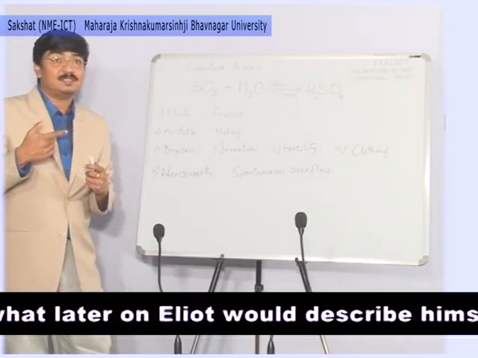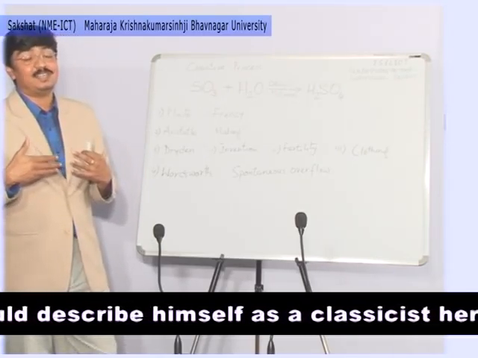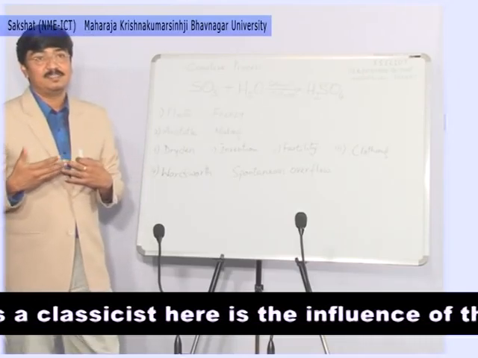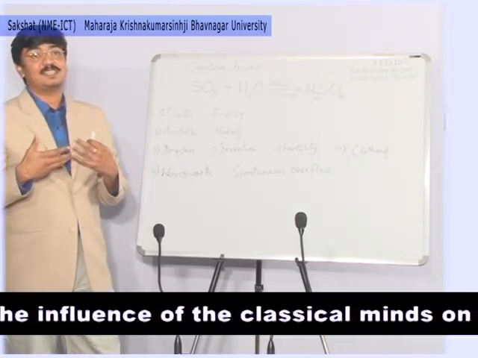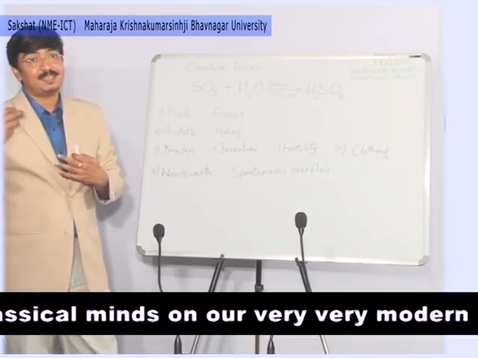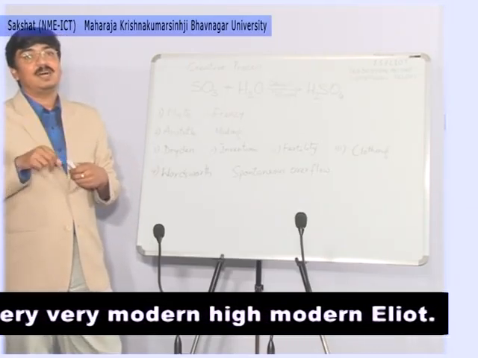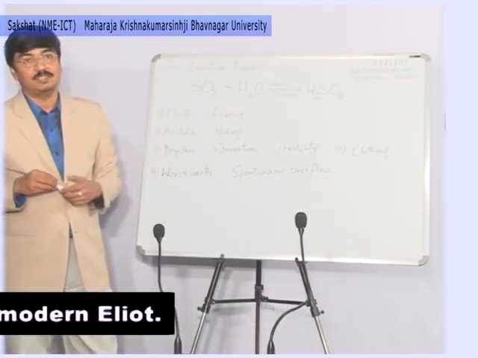So here is the classicist, what later on Eliot would describe himself as a classicist. Here is the influence of the classical minds on our very, very modern, high modern Eliot.